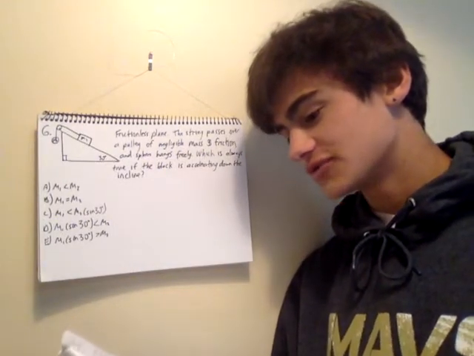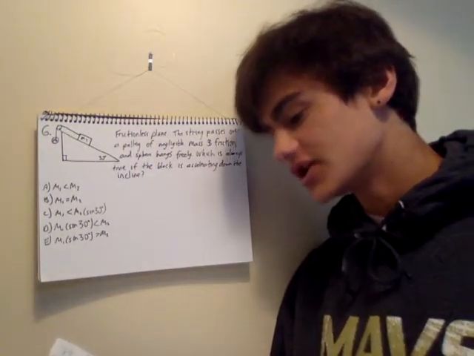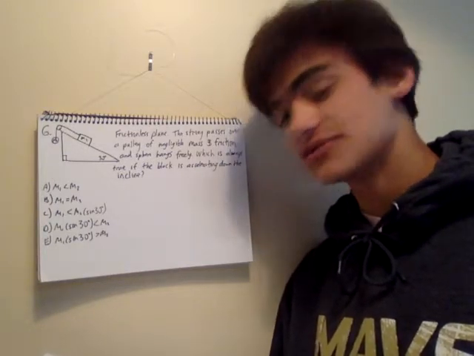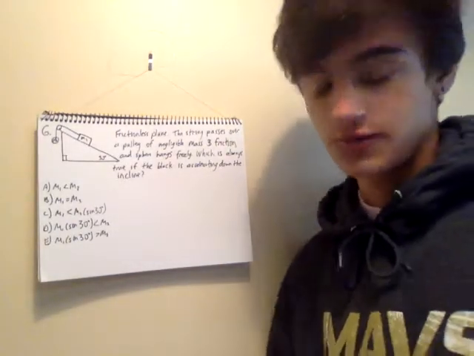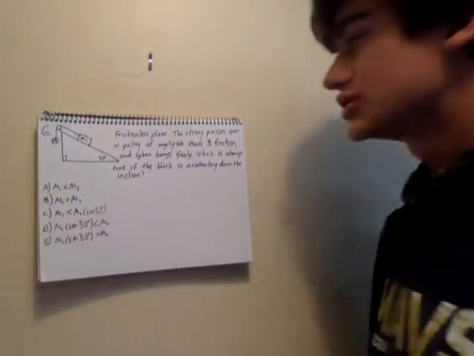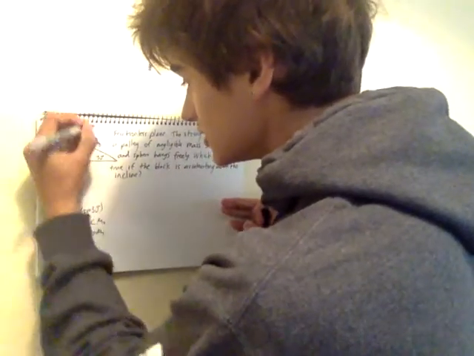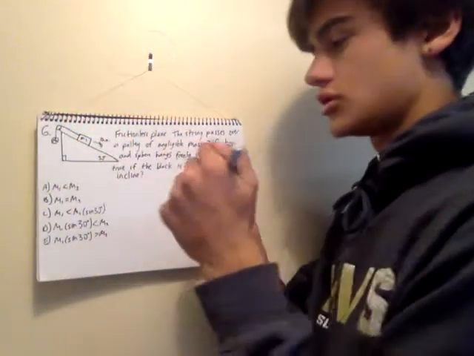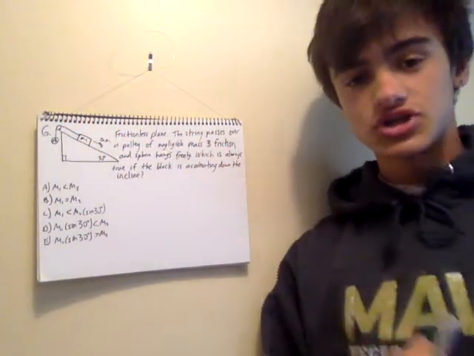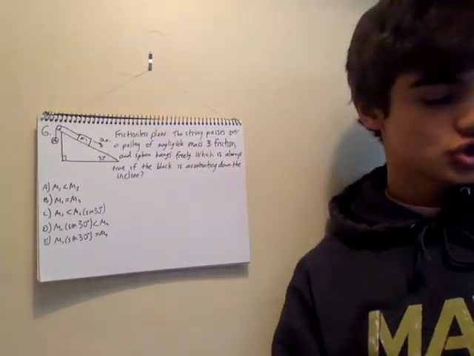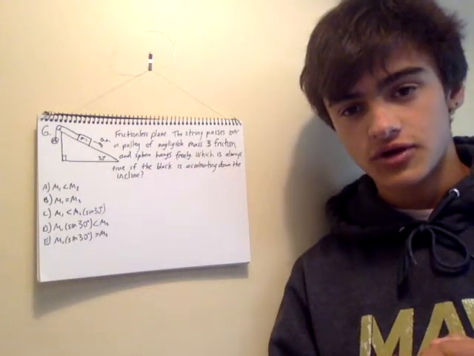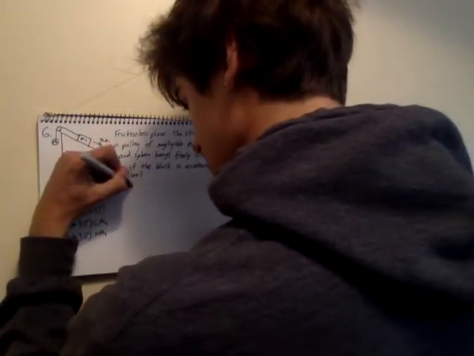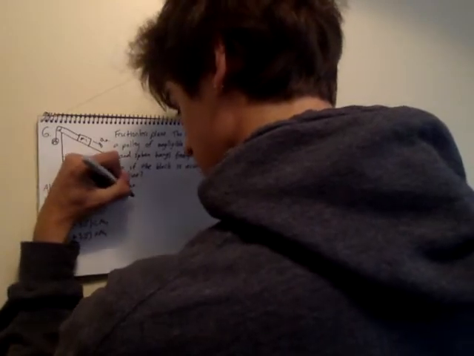The string passes over a pulley of negligible mass and friction, and the sphere hangs freely. Which of the following is always true if the block is accelerating down the incline? So, let me get the right pen. So, this block is accelerating down the incline. The first thing we're going to need to do here is Newton's second law. So using force equals mass times acceleration, we're going to sum the forces.